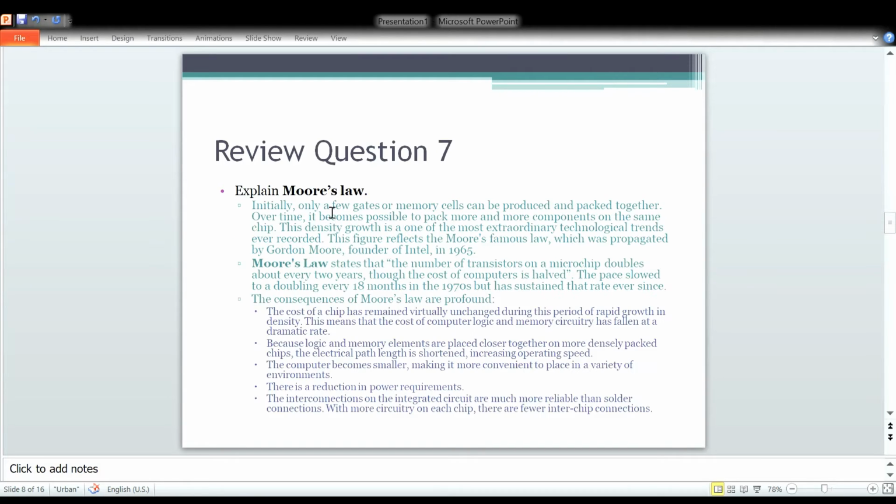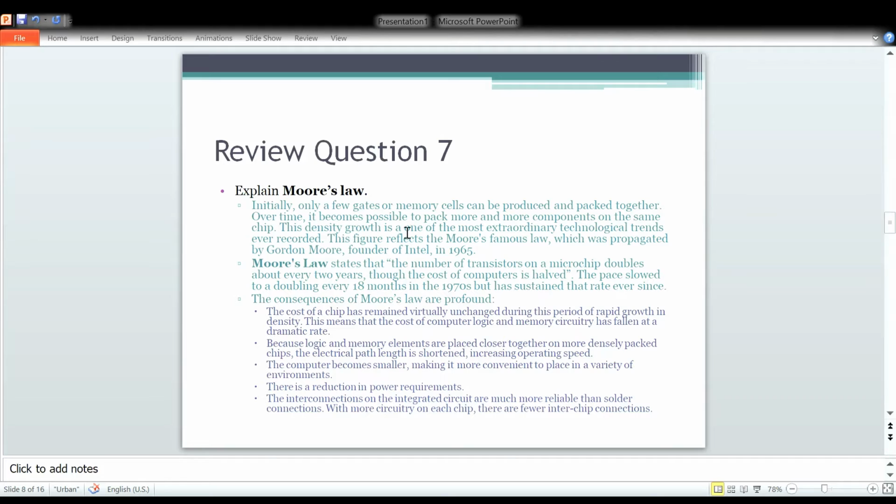Question number 7. Explain Moore's law. Initially, only a few gates or memory cells could be produced and packed together. Over time, it became possible to pack more and more components on the same chip.